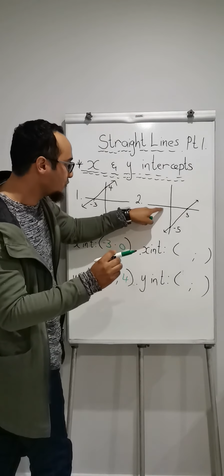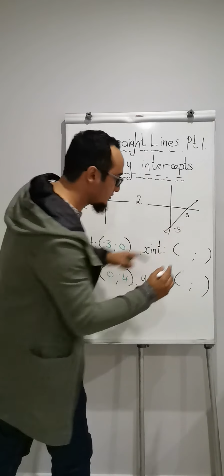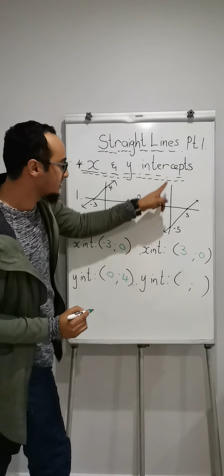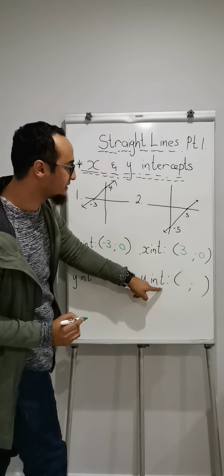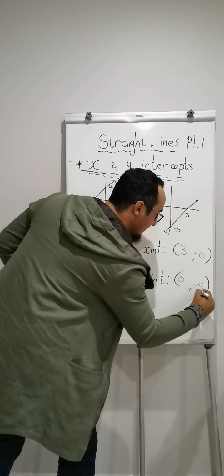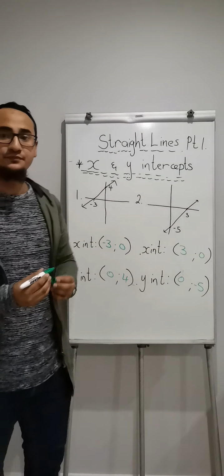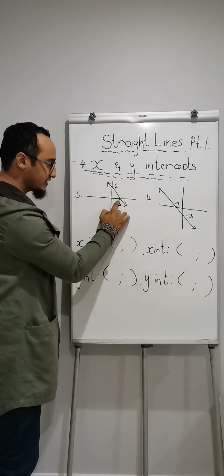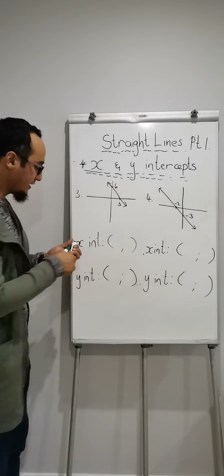Next one, over here, x-intercept, where my line crosses my x-axis. That's my x-axis, and where does it cross it? (3, 0). My y-axis over here, this is my y-axis. I'm looking for my y-intercept. What's that point? It is (0, -5).